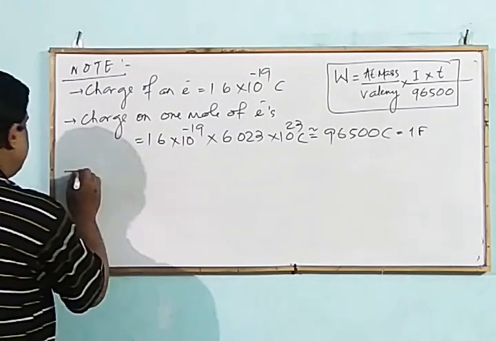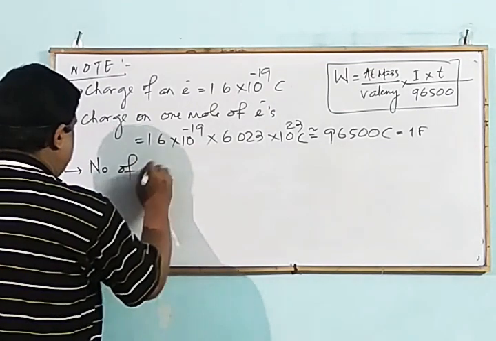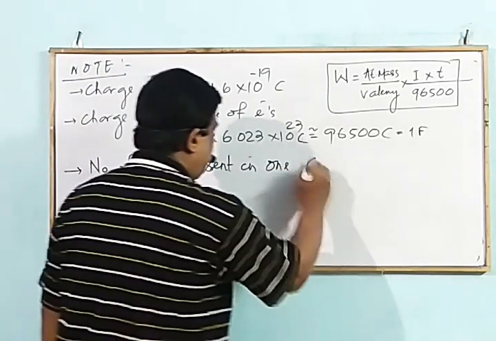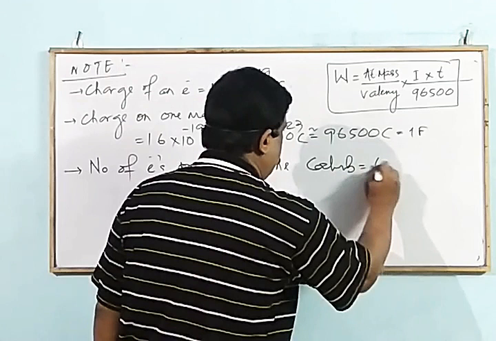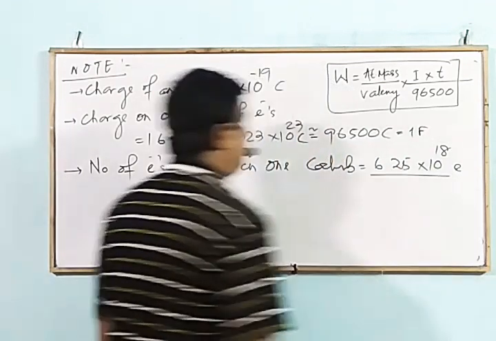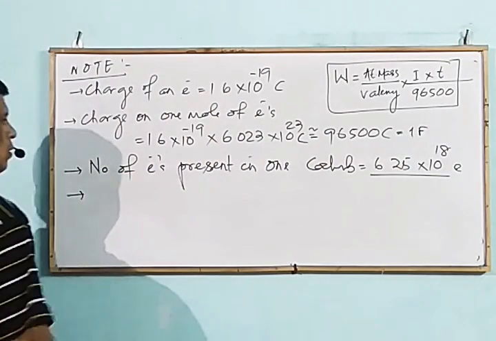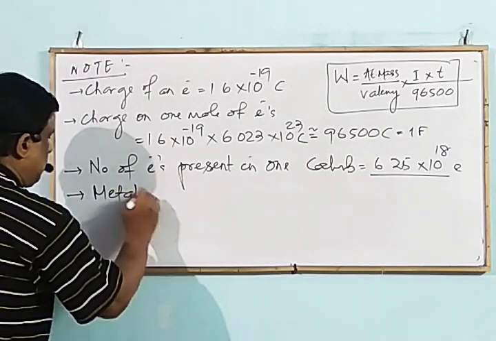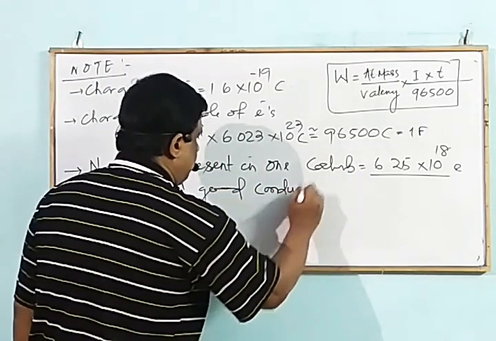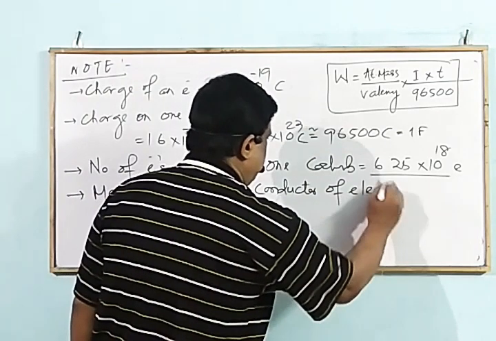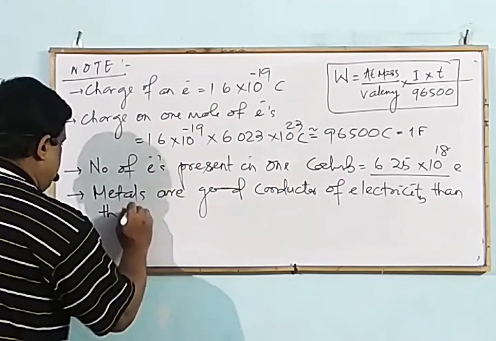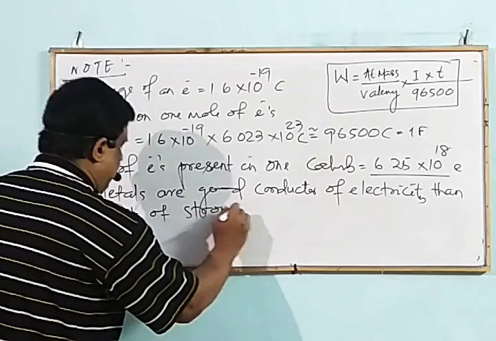Next point: the number of electrons present in 1 coulomb is equal to 6.25 into 10 to the power 18 electrons. Next is, metals are good conductors of electricity than strong electrolytes.